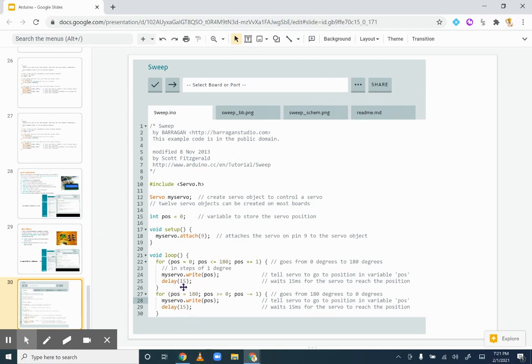And if you mess with this, it'll change the timing. Increasing it will make it slower. Decreasing it will make it faster. You can also change the increments. You can have it go 5 degrees each time, and then it will not sweep as smoothly.